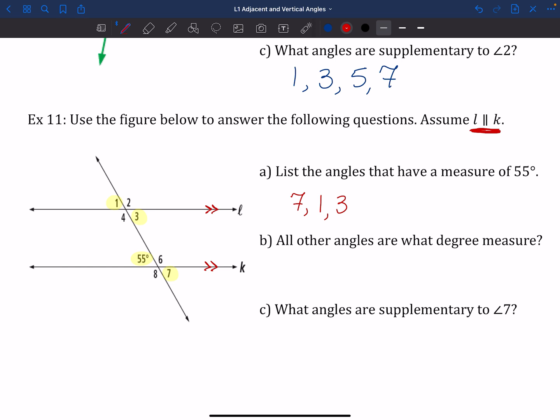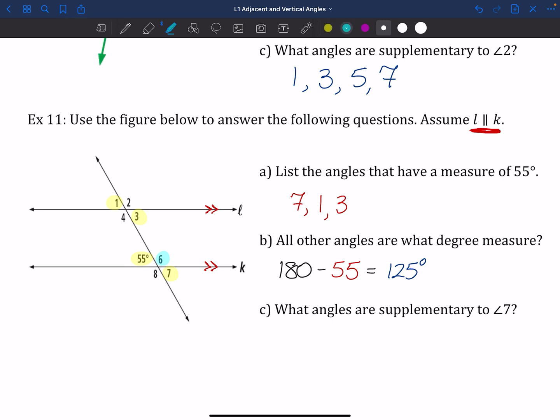What are all the other angle measures? Similar to the last one, we know that the 55 degree angle and angle 6 over there make a straight line, so they have to add up to 180. If I take 180 and take away the 55 that I know about, that leaves me with the other piece, which in this case is 125 degrees.